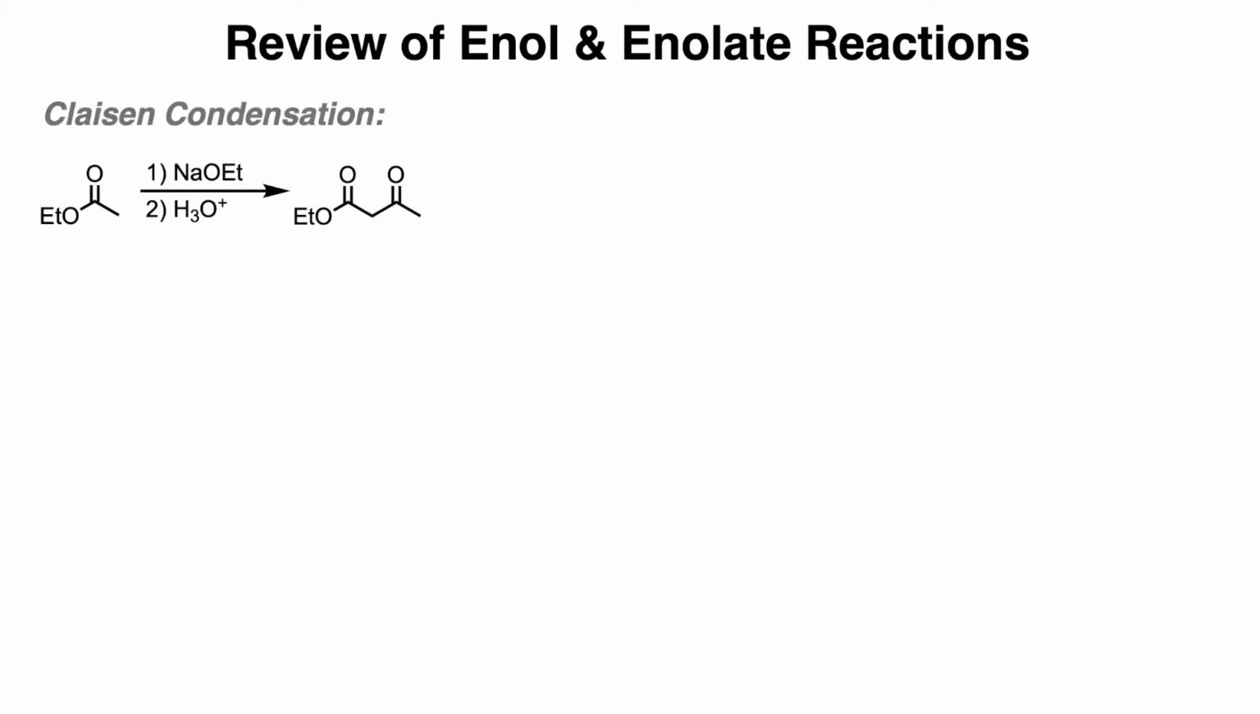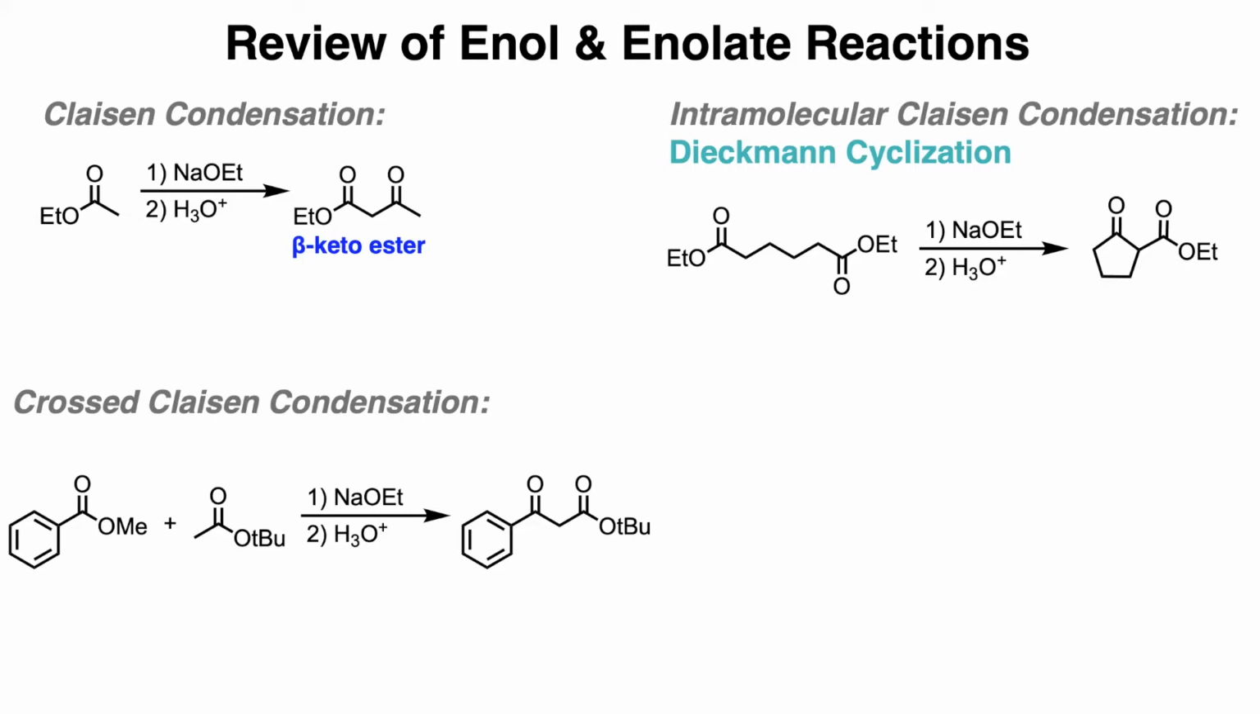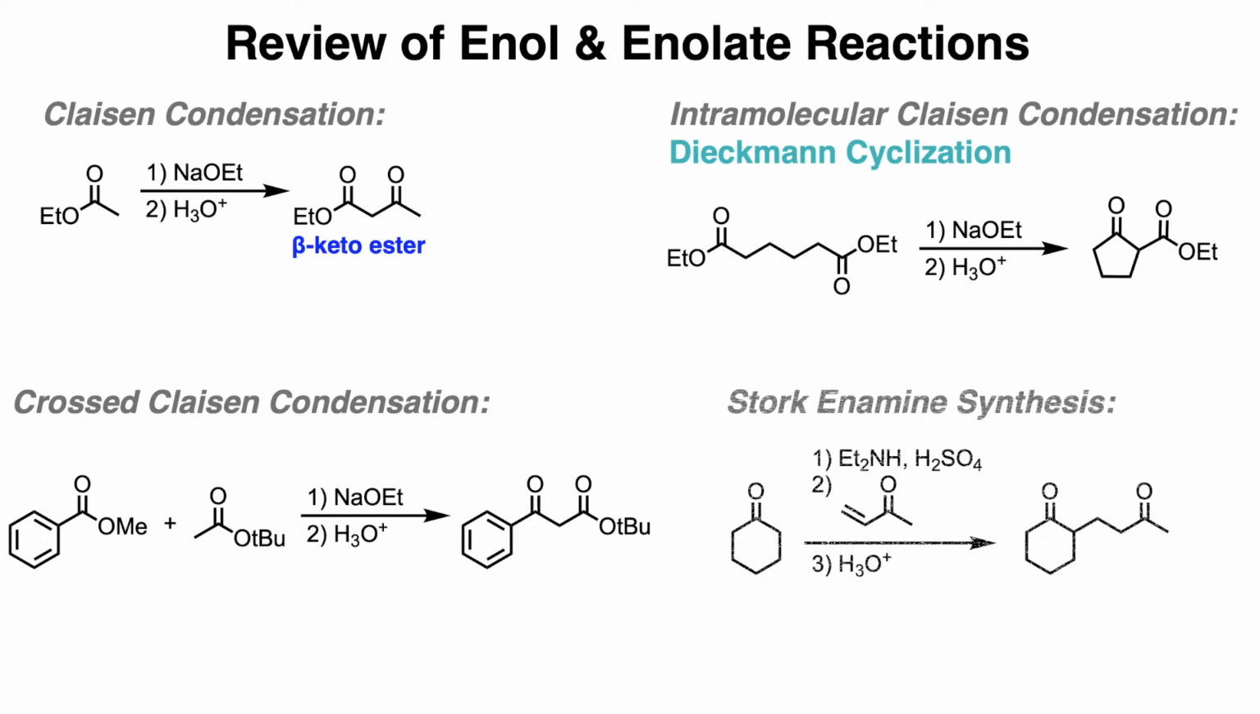Furthermore, a Claisen condensation is when two esters react with one another using NaOEt as a base in the first step and H3O+ in the second step to form a beta-keto ester. Crossed Claisen condensations can occur when you have two different esters under the same conditions. And an intramolecular Claisen condensation can occur, which is called Dieckmann cyclization, but again, this is only favorable if the product forms either a 5 or 6-membered ring. And lastly, Stork enamine synthesis can be used to form a diketone from a ketone through an enamine intermediate.